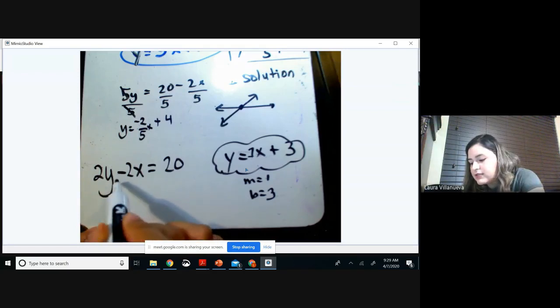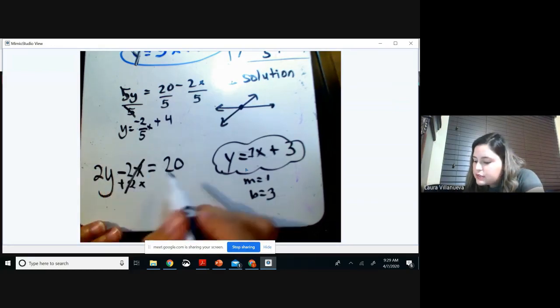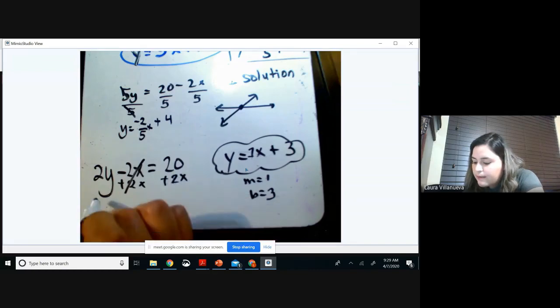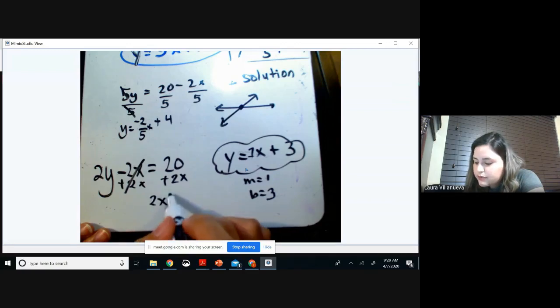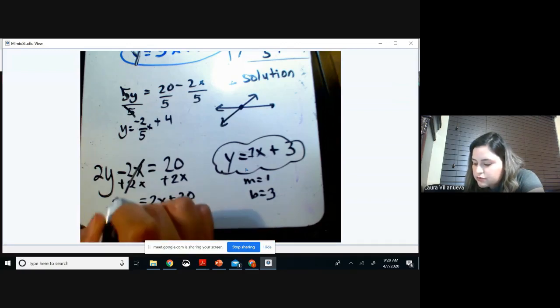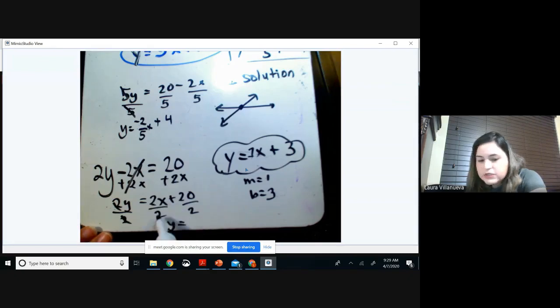I'm going to move the x, plus 2x. Remember, you always move the x, divide by y. This is in standard form. So move the x, you divide by y. So I'm going to move the x, so plus 2x. You cannot combine these. This one has an x and this one doesn't. So it'll be 2x plus 20 equals 2y. And then you divide by 2 here. Divide by 2, divide by 2. Cancel, cancel. You have y equals 2 divided by 2 is 1, so it'll be x plus 10.